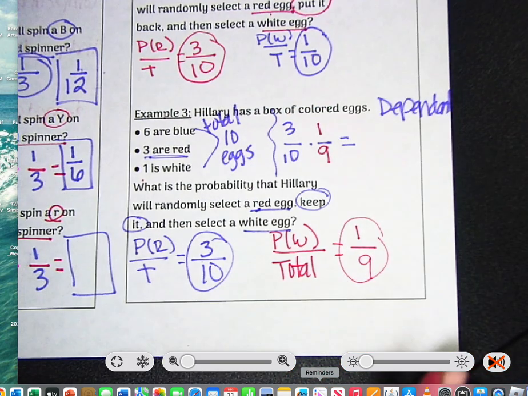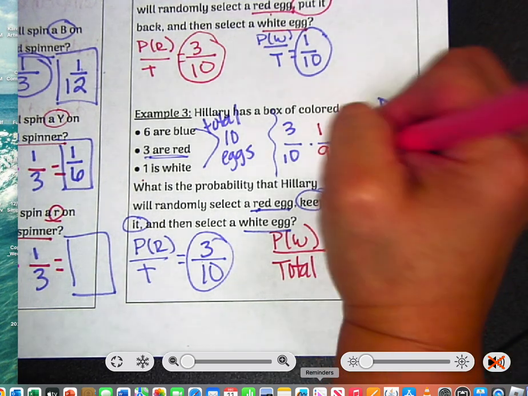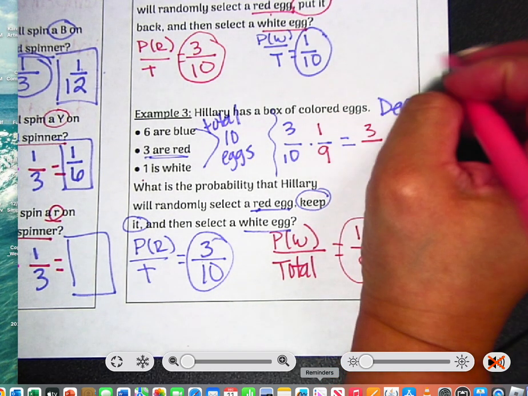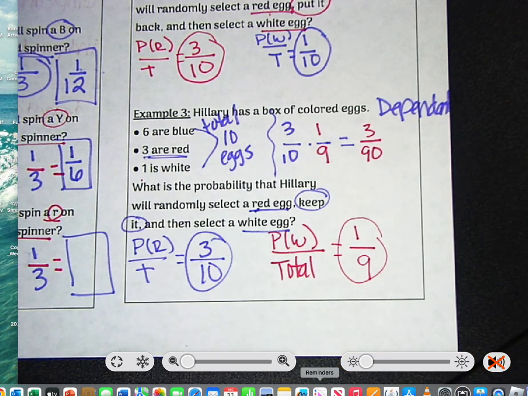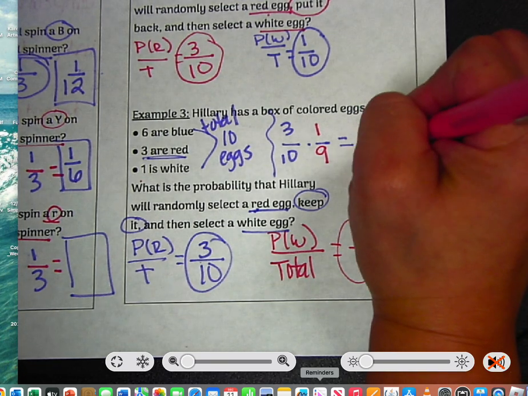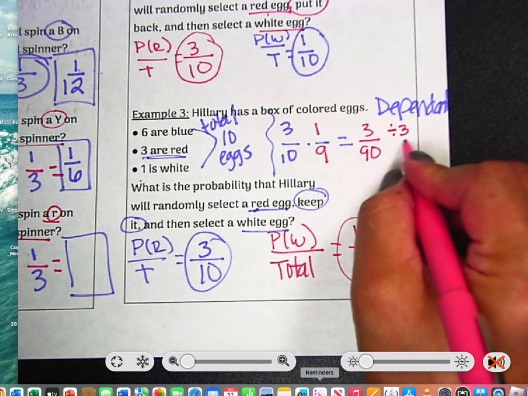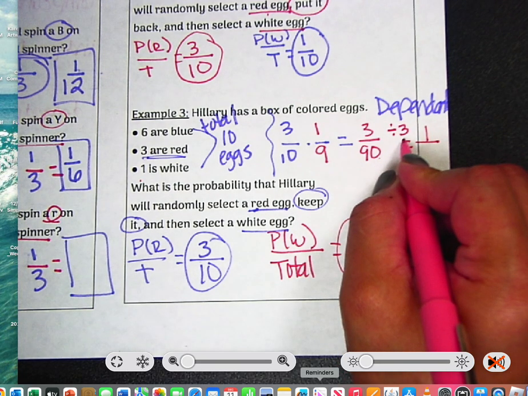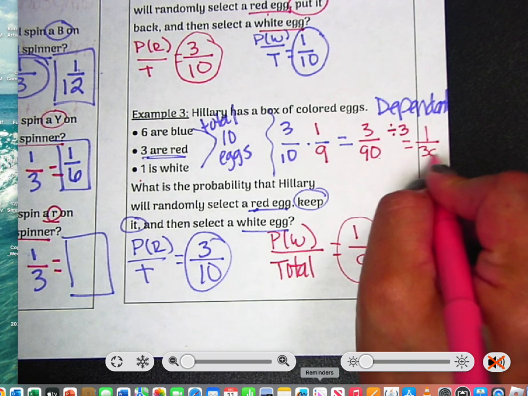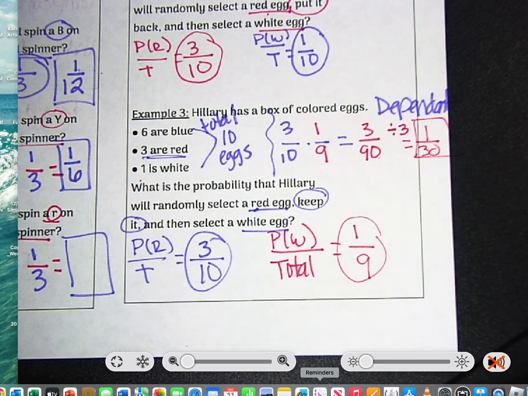You're going to do the same thing. 3 times 1 is 3. 10 times 9 is 90. Now this is not in simple terms, but I know that I can divide both by 3 to simplify it. 3 divided by 3 is 1, and 90 divided by 3 is going to be 30. So 1 out of 30 will be my answer.